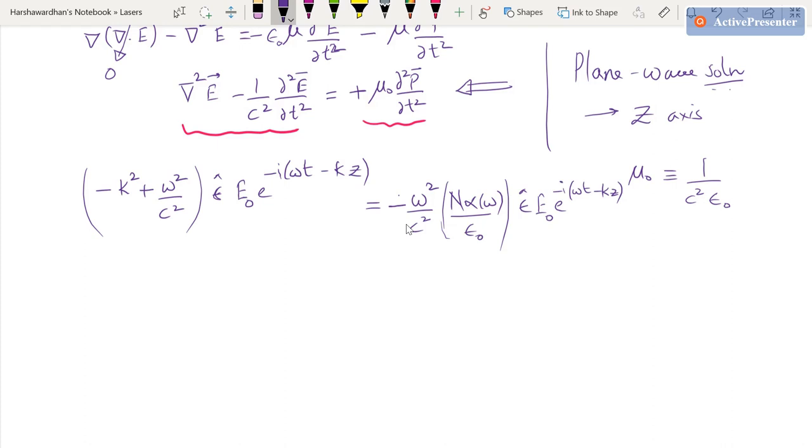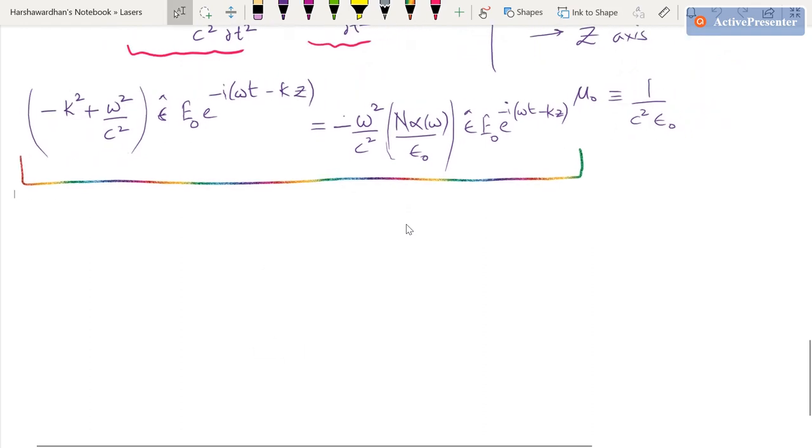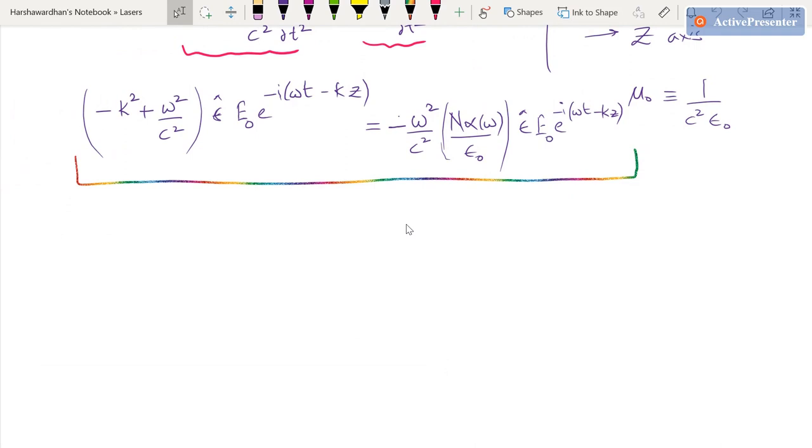Right? So this is our equation, the wave equation now in the presence of the source. This implies that in the plane wave basis, I need to ensure that the coefficients of these are actually equal. So what it comes down to is something called a dispersion relationship. That is, my k square should be equal to omega square over c square.